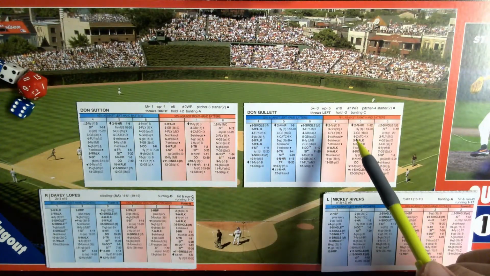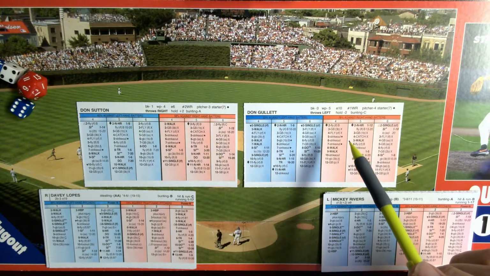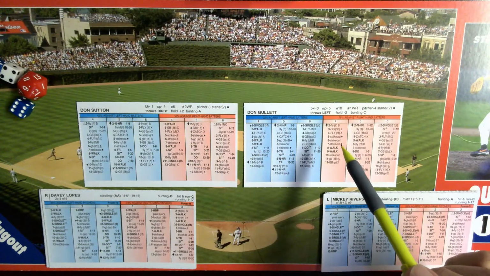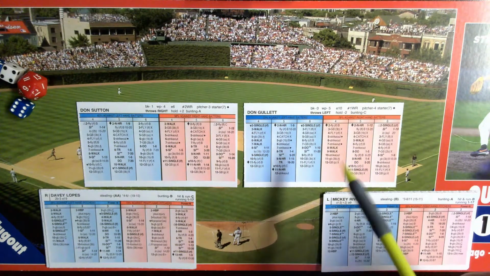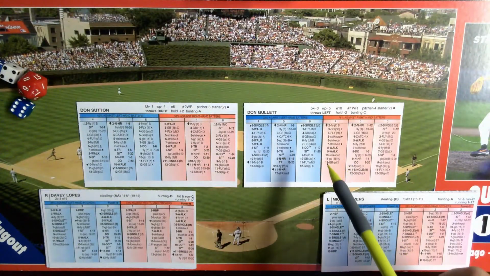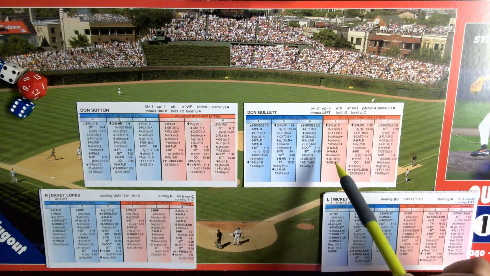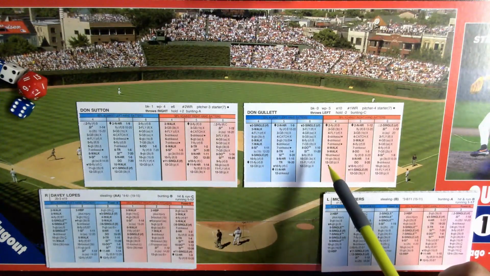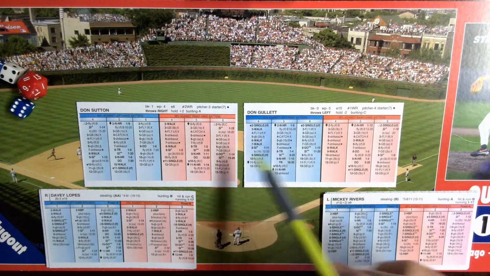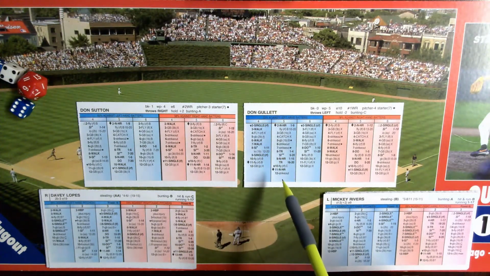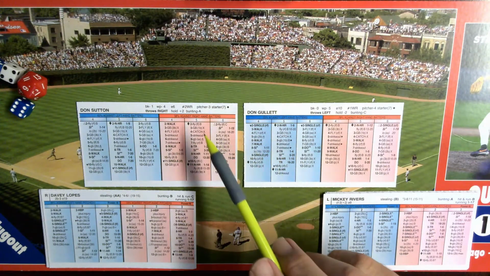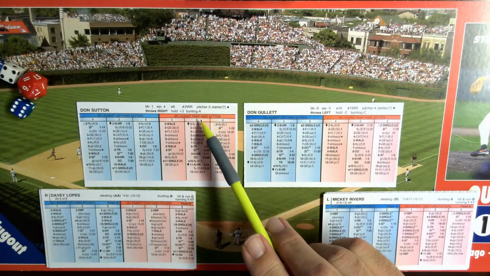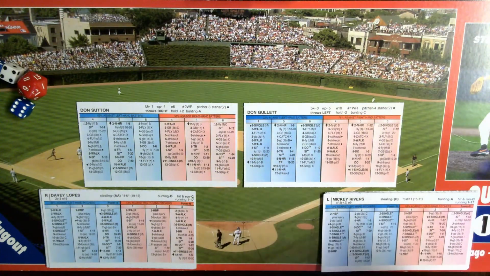The 1977 World Series had the designated hitter not in play for this series. From the years 76 to 85, the designated hitter was used in even numbered years of the World Series. So 77, obviously an odd number, no designated hitter. So Sutton has a bunting rating of A, and Gillette has a bunting rating of C. So we'll see how that plays out here as the game progresses. So those are your starting pitchers.